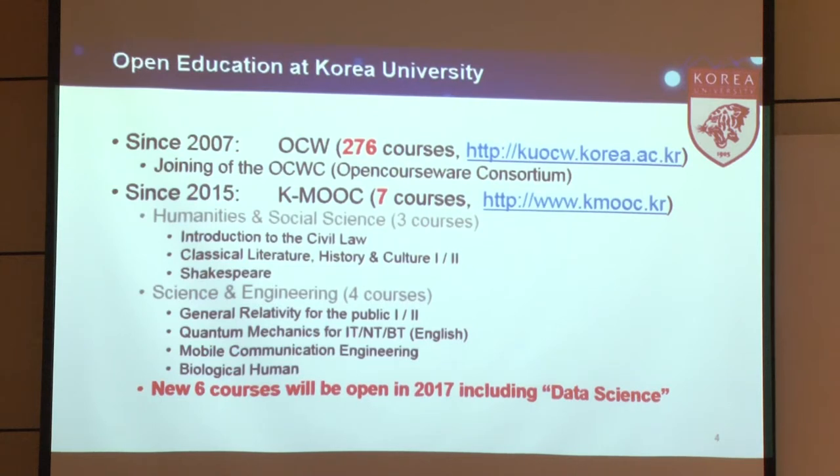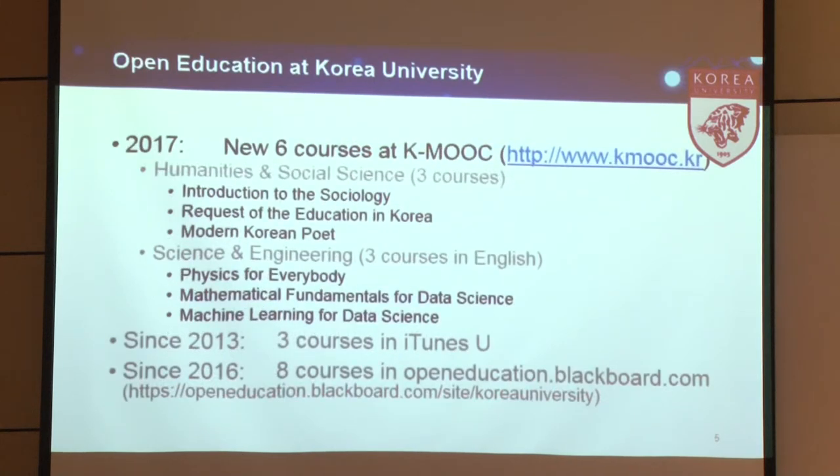Okay, and in 2017, we are currently adding 6 more courses, and one of them is about data science. Those courses will be introduction to sociology and the request of education in Korea, modern Korean poet, physics for everybody, mathematical fundamentals for data science, and also machine learning for data science. So, as you can see, those courses are targeting broader audiences, where only a little background is needed for those people.